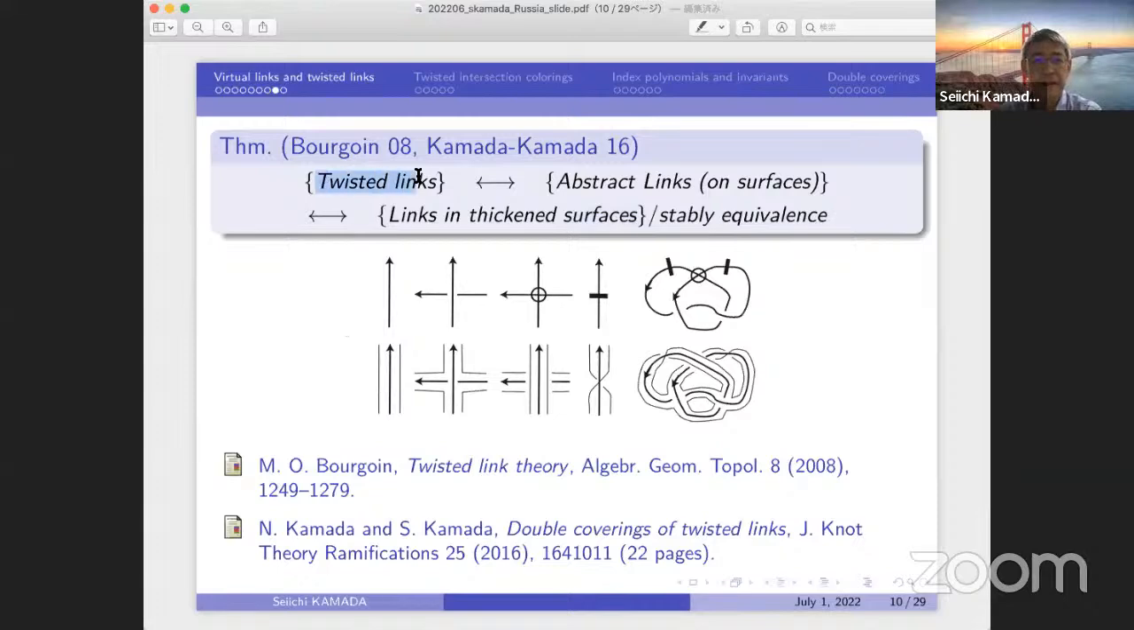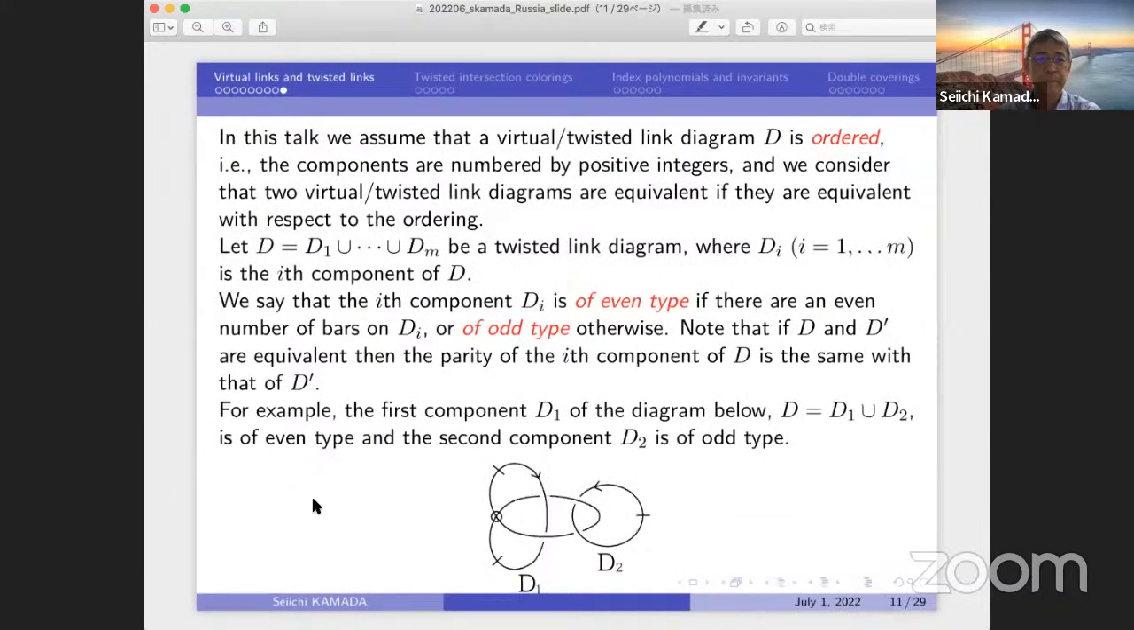These are another interpretation of twisted links. In this talk, we assume that virtual or twisted link diagram D is ordered. Ordered means the components are numbered by positive integers. And we consider two link diagrams equivalent if they are equivalent with respect to the ordering. So here we consider the ordered virtual links and ordered twisted links.